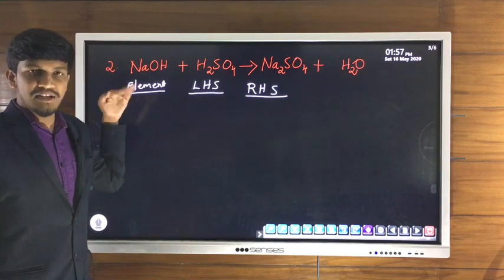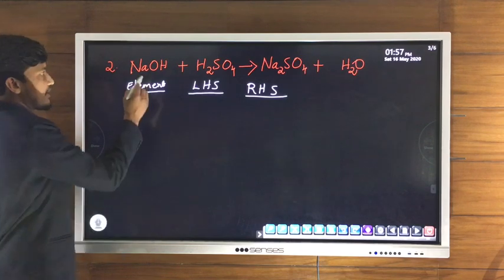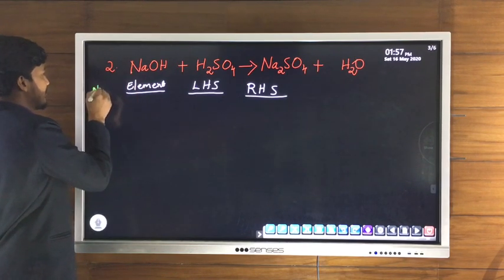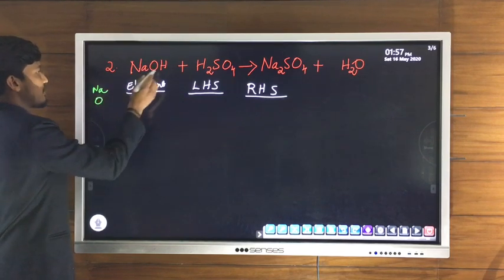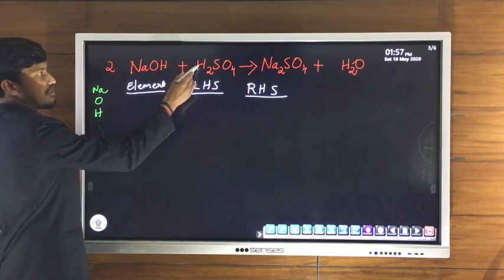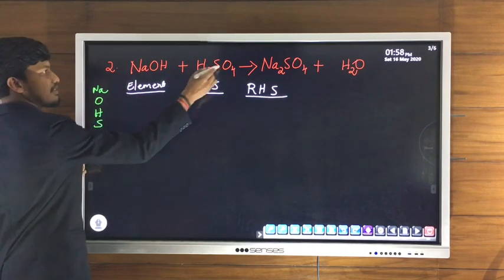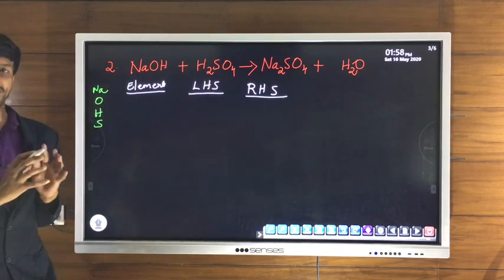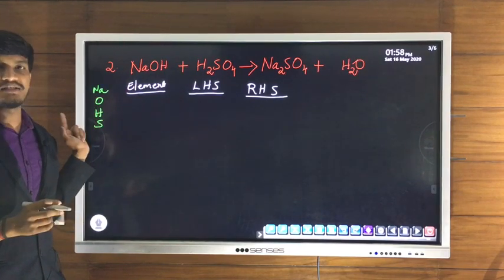So on the first step, we are going to list the different atoms. Can we find the different atoms in this case? First Na is there, we have NaOH. Then H2SO4, H we have written. Then S. Then O already we have taken. So these are the four atoms: Na, O, H and S.